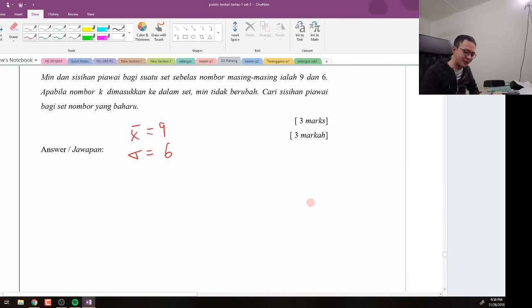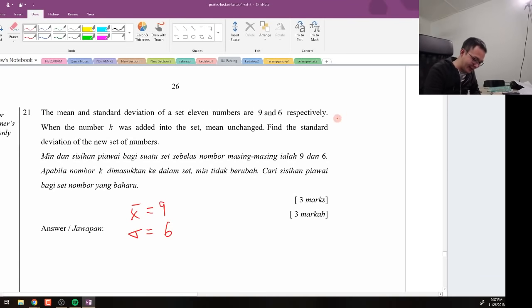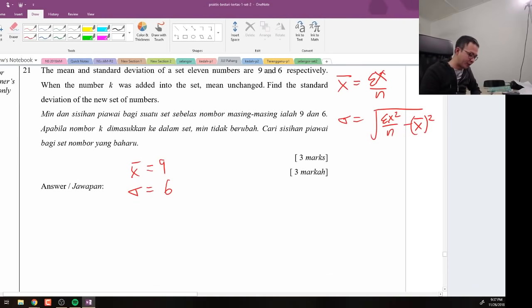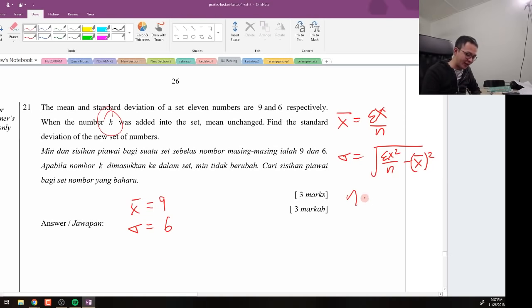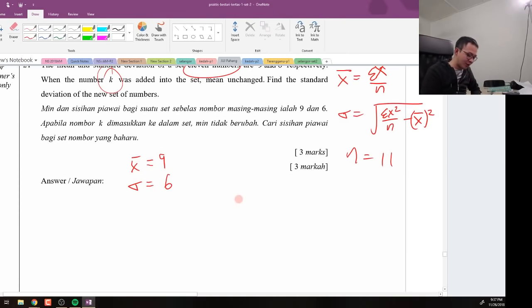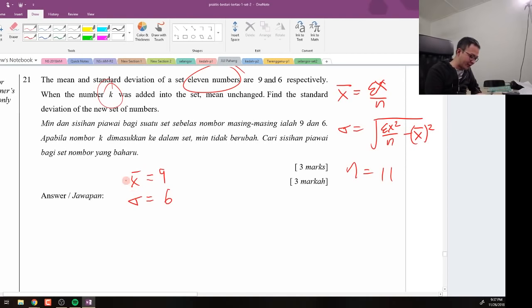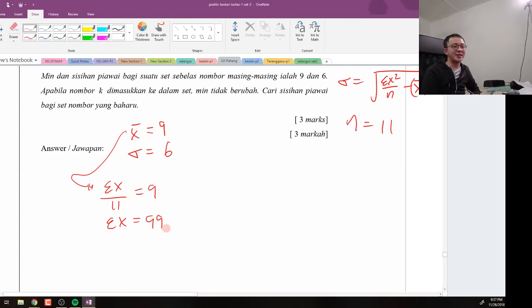So first, let's check the formulas. Mean is sum of x over n, isn't it? And standard deviation is the square root of sum of x squared over n minus mean squared. These two formulas are given, so you don't need to remember them. Before I add the new number k into the series, I know n is 11, you have 11 numbers. So I want to find sum of x first. I start from the mean: sum of x over 11 equals 9, so sum of x equals 99. When I sum all 11 numbers, I get 99.